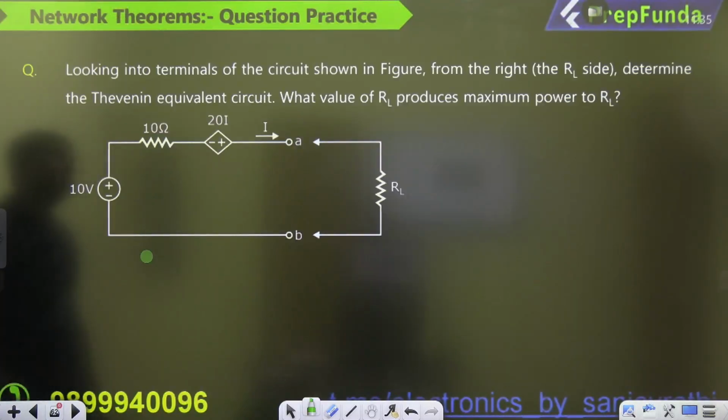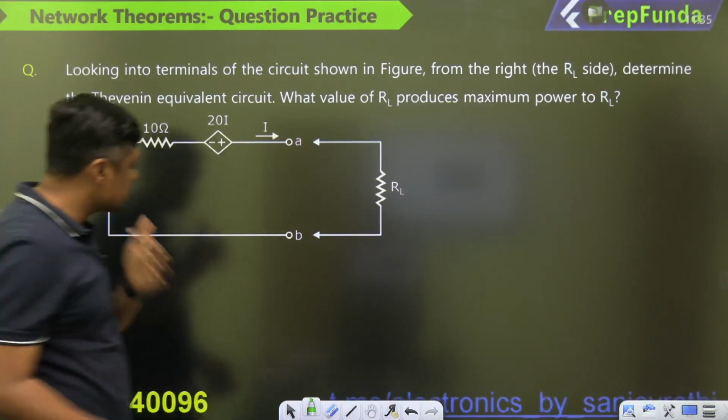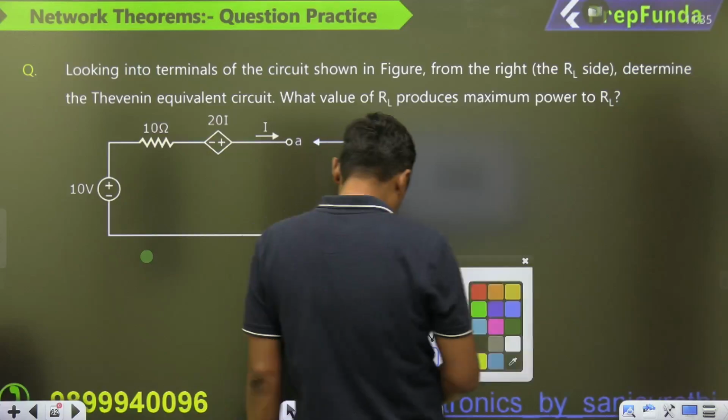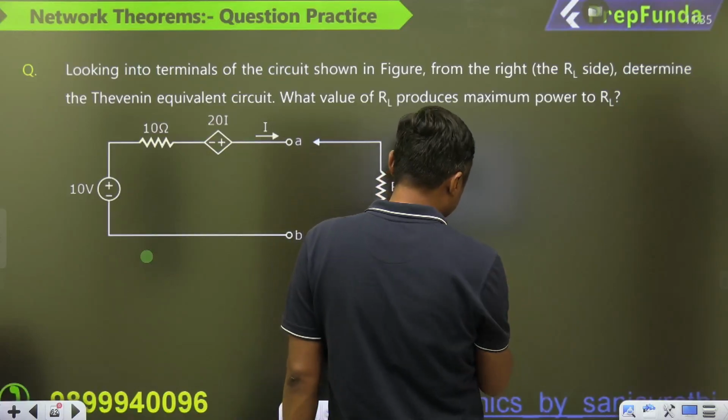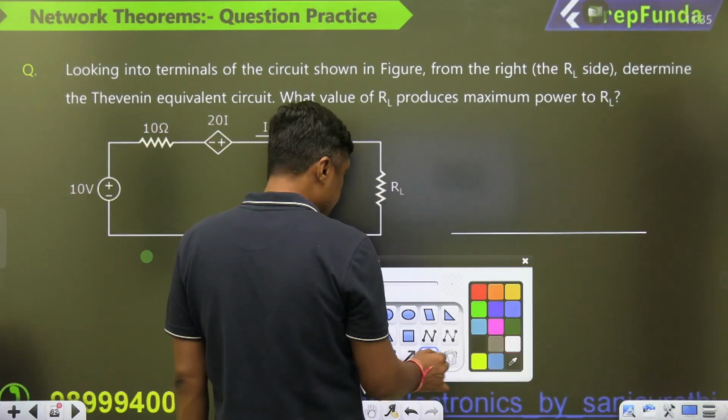Watch this. Maximum power transfer theorem. Looking into the terminal of the circuit shown in the figure, from the right, determine the Thevenin's equivalent. What value of RL produces the maximum power to RL? What value of RL? We have to use the maximum power transfer theorem. What is the maximum power transfer theorem? First of all, find the VTH and RTH.